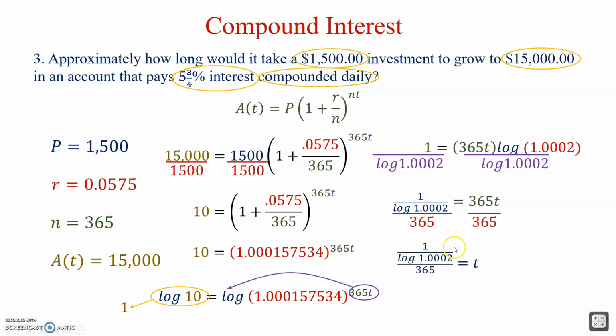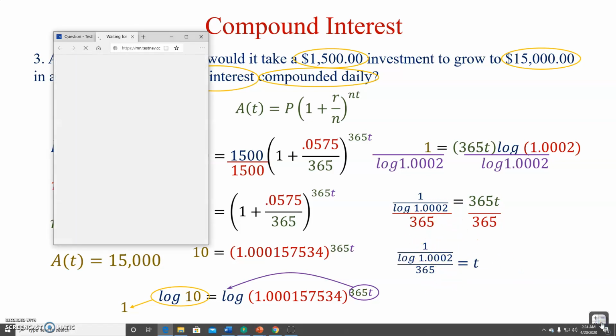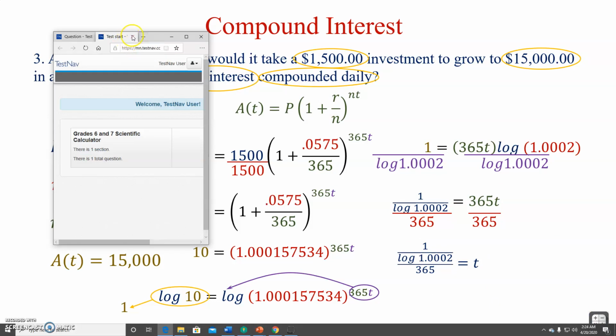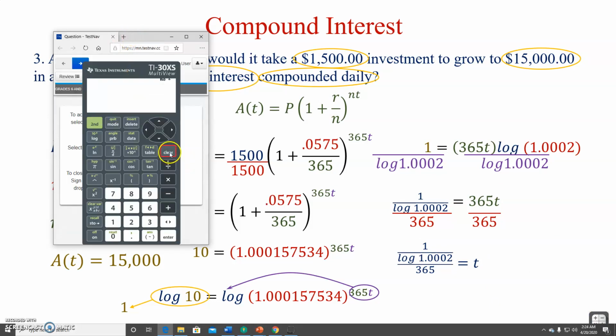So this is what's going to go inside the calculator. Let's see what we get. Let's clear this. We first got this fraction, but the numerator is another fraction, so I hit it a second time. So there we go. 1 over log 1.0002, and let's bring it down to the 365. Alright, let's see what we get.